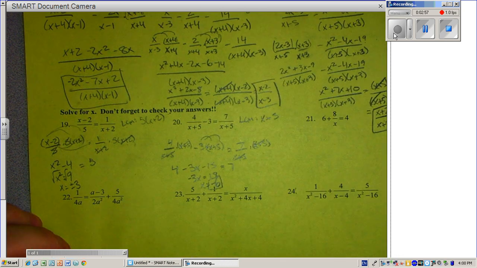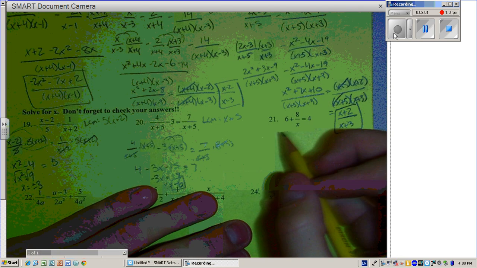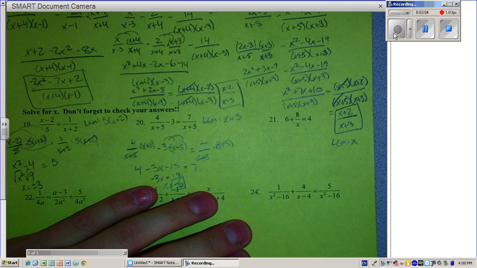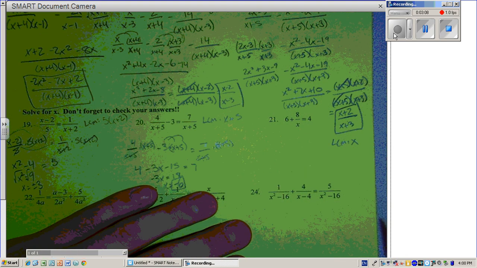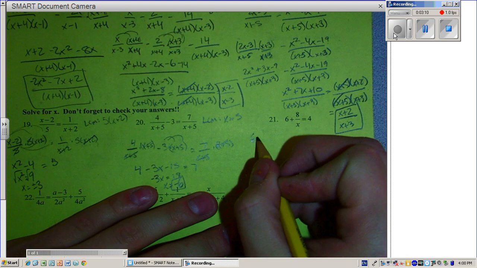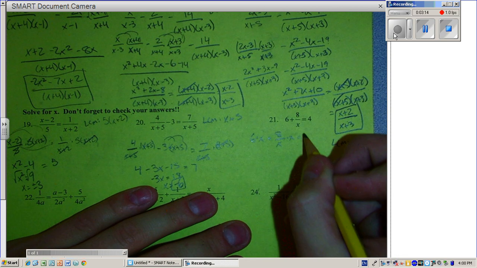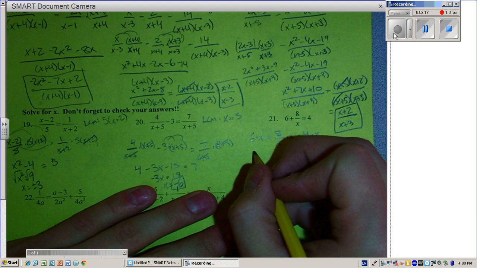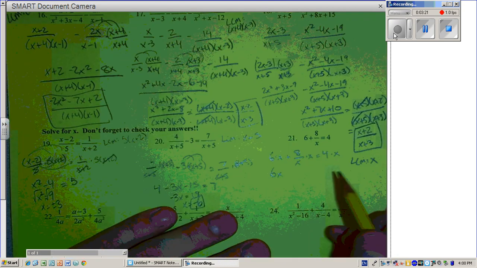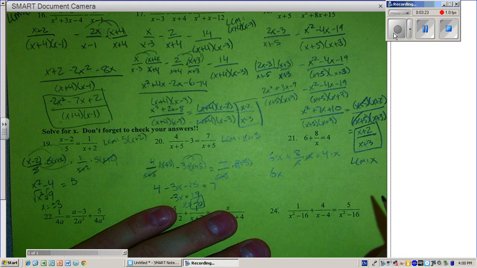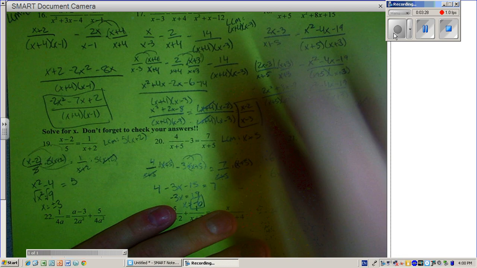Now on to number 21. Same idea. I need my least common multiple. In this case, it's just x. The only things in the denominator are 1 and x. So I'm going to multiply each term by x. 6 times x plus 8 over x times x equals 4 times x. Now what I have is 6x. This x over x reduces to 1, which leaves me with 8 equals 4x.